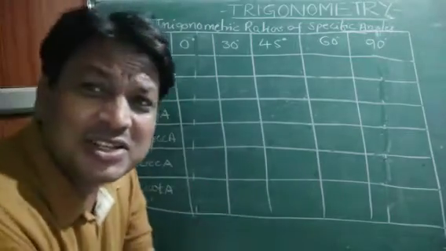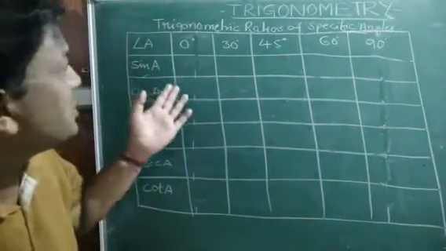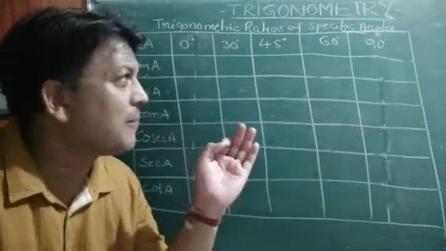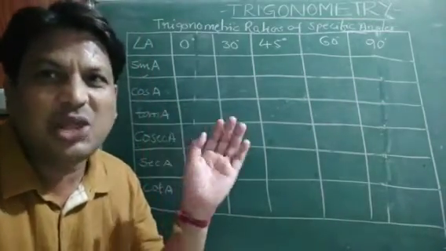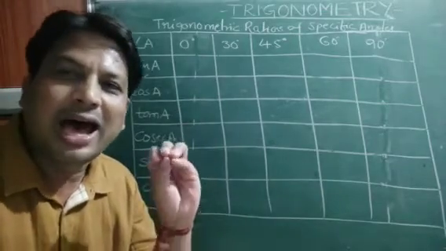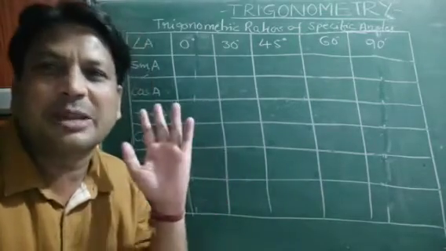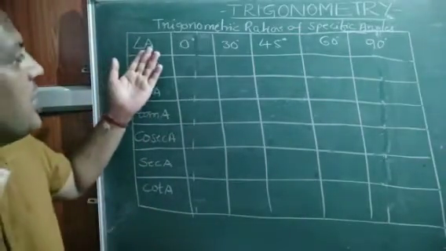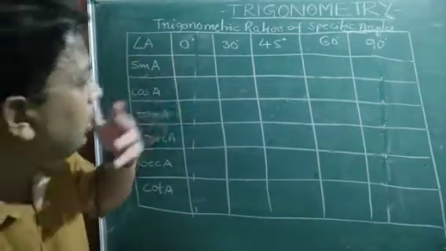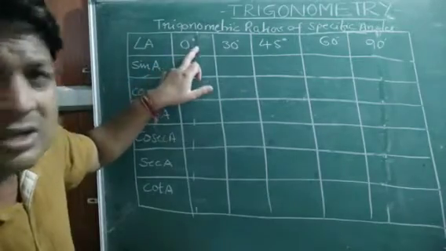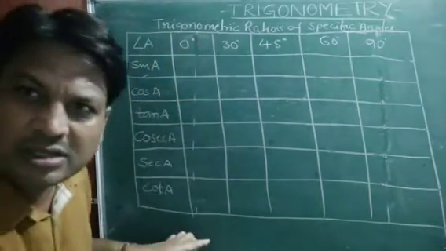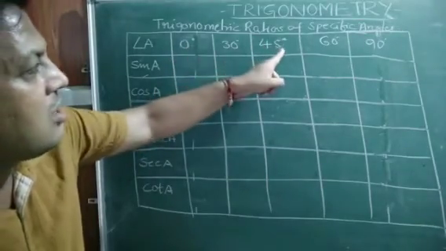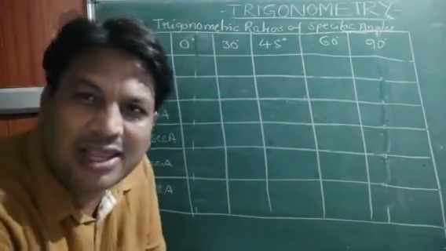Hi children. Now we are going to see trigonometric ratios of some specific angles. This value you have to remember children. I will tell a memory tip also on how to remember this one. So we are going to know the values of all trigonometric ratios, that is 6 ratios, for 0 degree, 30 degree, 45 degree, 60 degree, 90 degree.